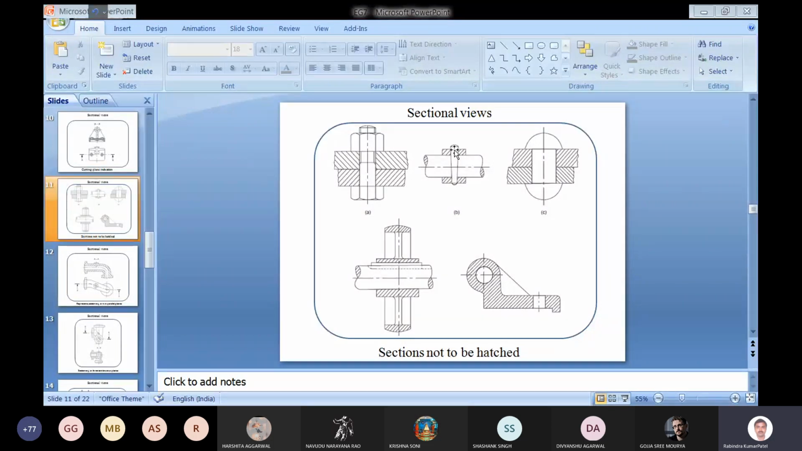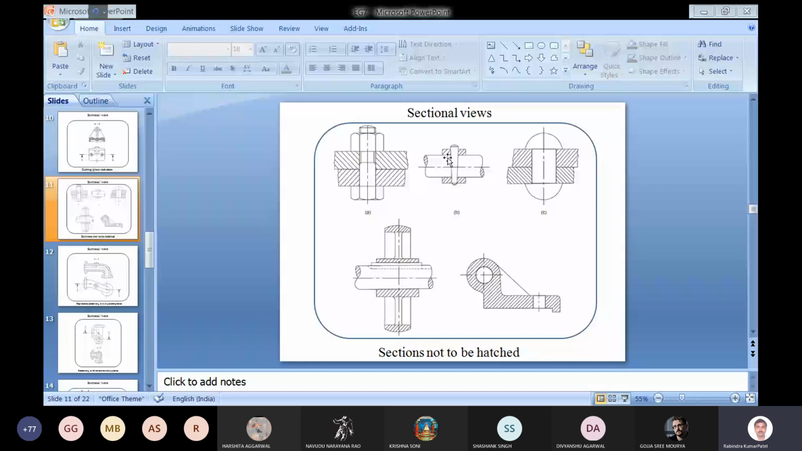Taper pin will not be hatched as I told earlier. And there is a shaft shown here. Shaft and rod-like things are not hatched if they are cut along the length of the part, like shaft, axle, rod. We will not show the bisection line.